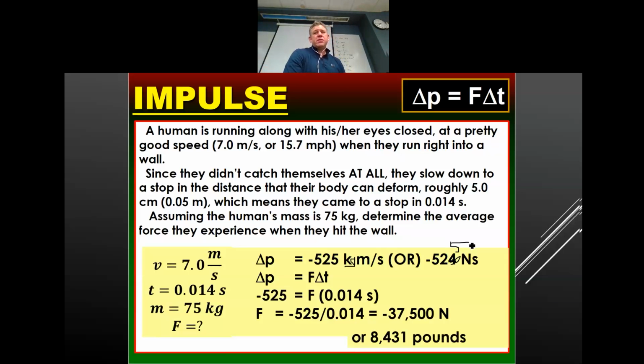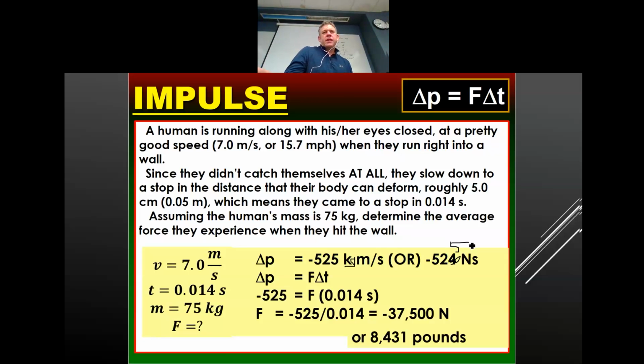So if we're going 16 miles an hour and we slow that fast, that's basically 8,431 pounds of pressure putting on us. Okay. Negative, positive, doesn't matter to me. All right. I just want the 37,500. So if you're worried about, oh, Mr. Schmelze, I did this a different way and I got a different number and I got a positive instead of a negative, hey, we're super good there. All right.